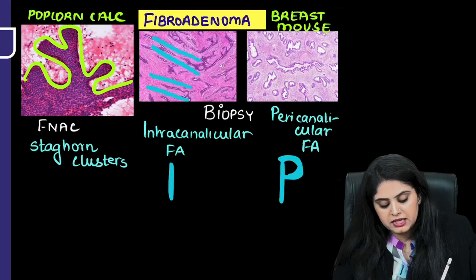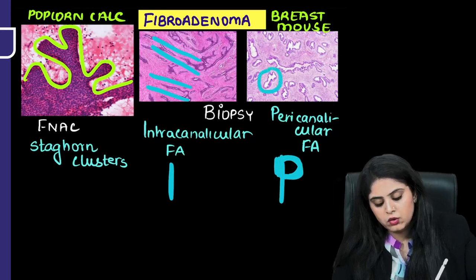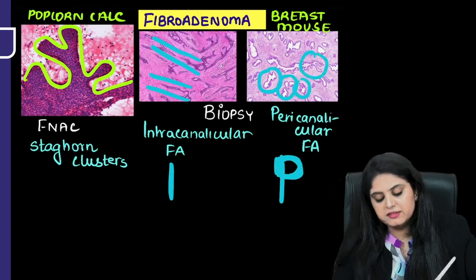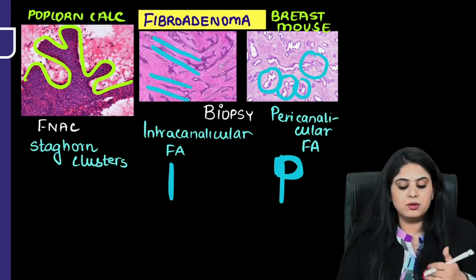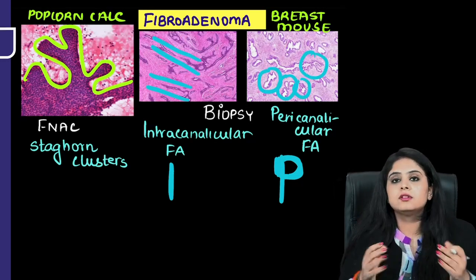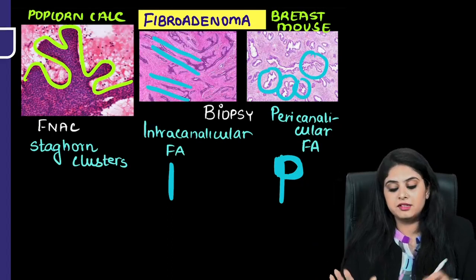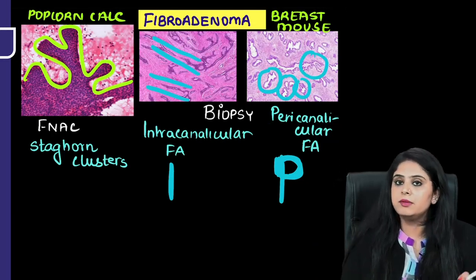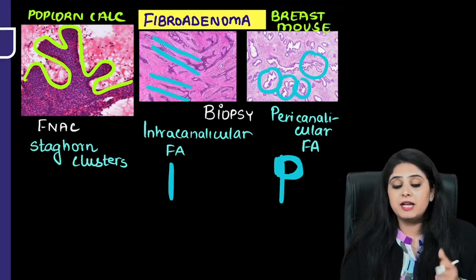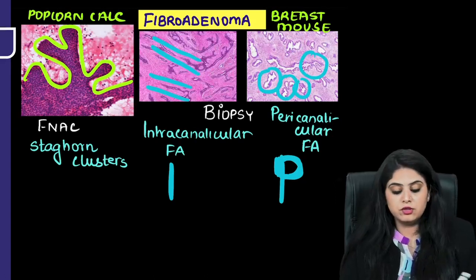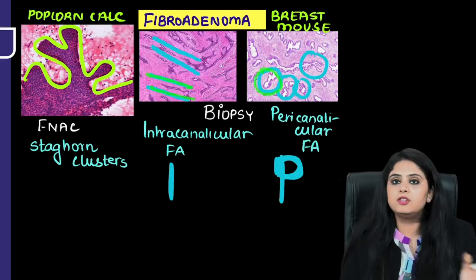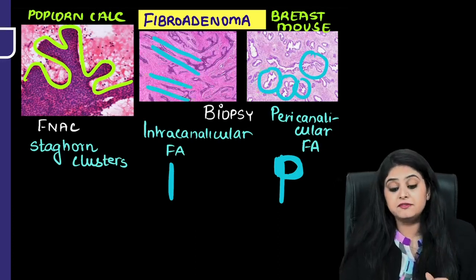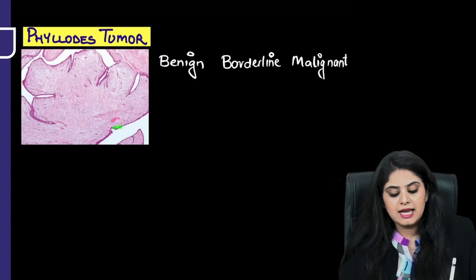If they are all open like a P, if they are all open like a P, this means that is pericanalicular fibroadenoma. This is only for pathologists. Clinically, no difference. Intracanalicular equals pericanalicular from the patient point of view. Okay? But this is only important from the point of view of a pathologist. So remember, like an I, like a P, intracanalicular, pericanalicular. That is fibroadenoma.